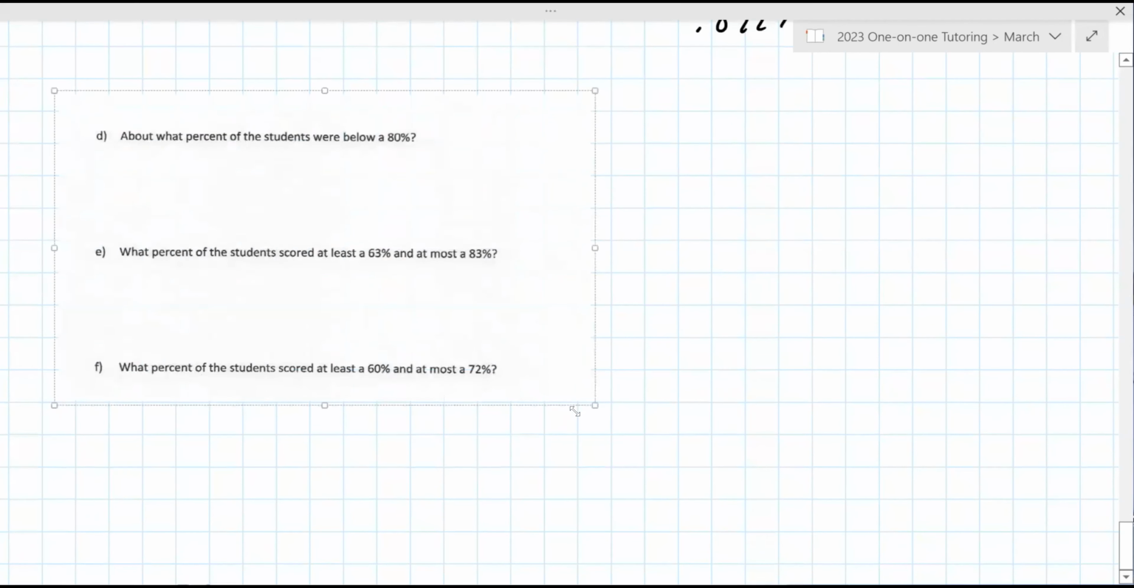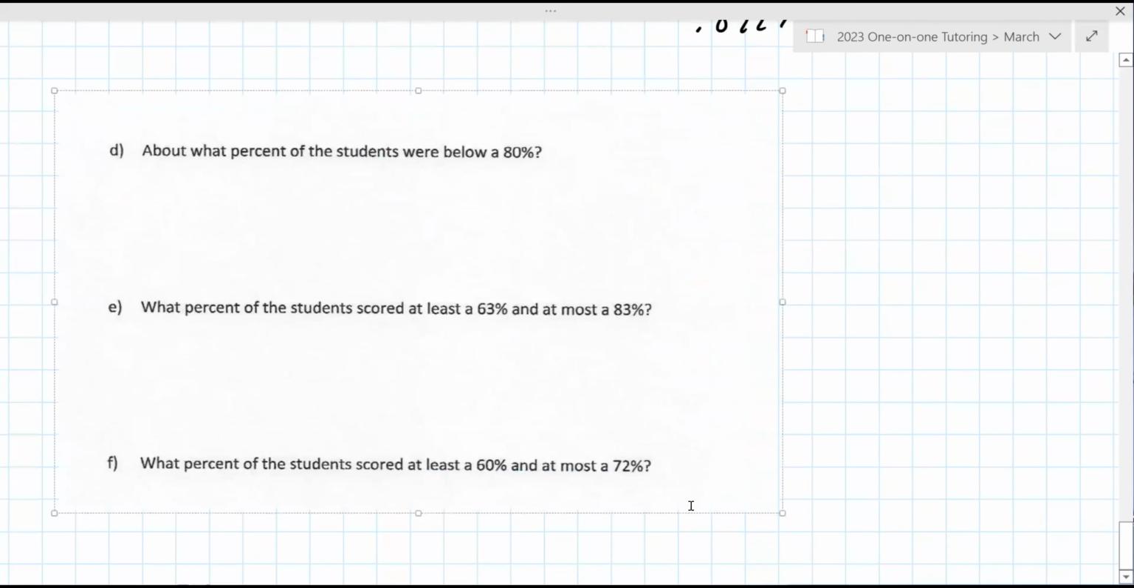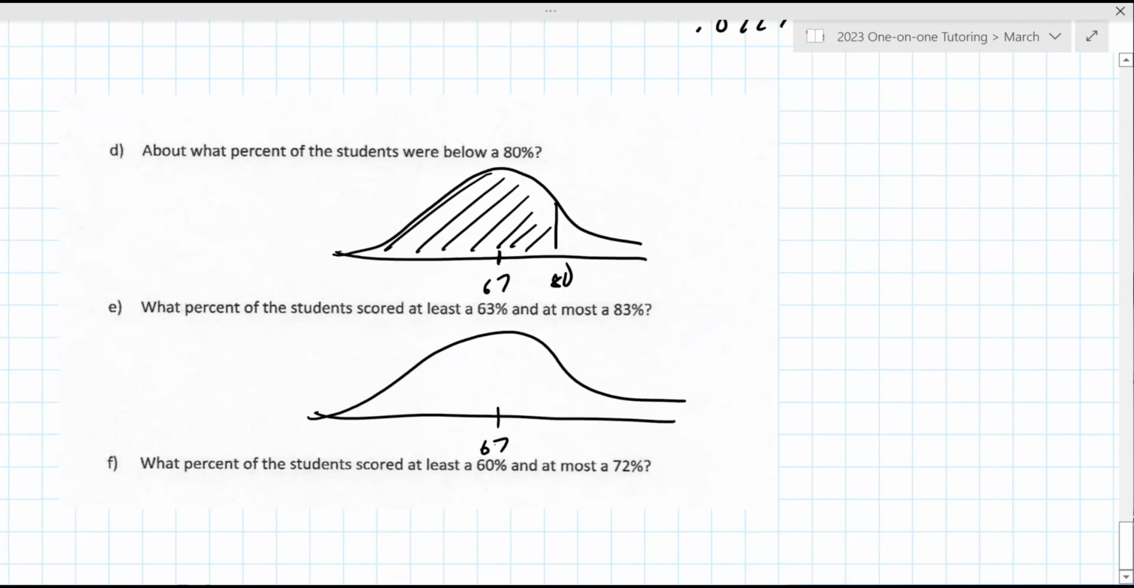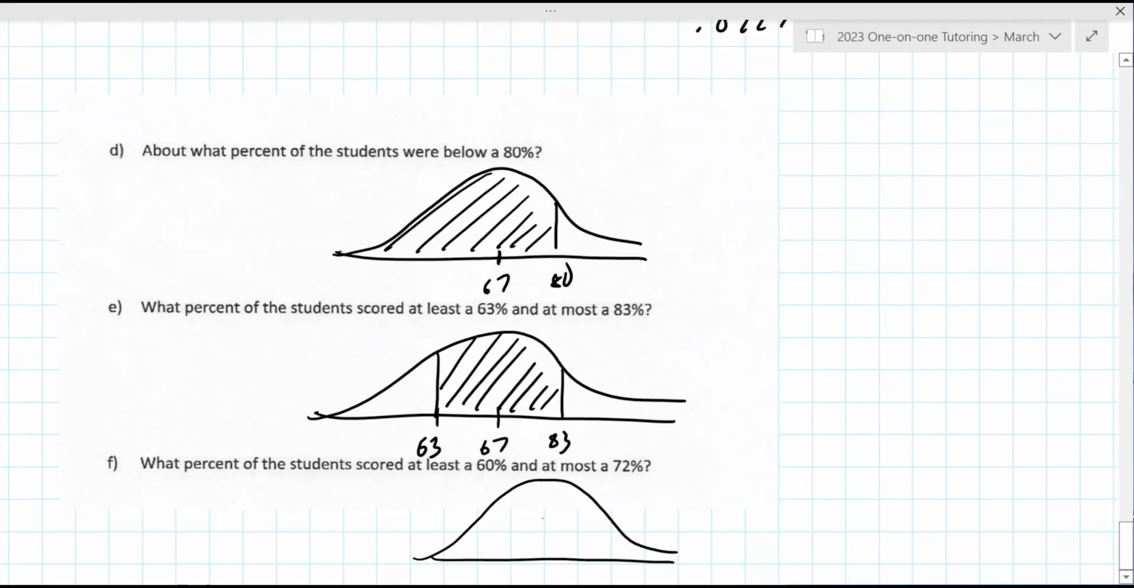All right, okay, so I'm going to illustrate these three graphically, and then we'll go to the Excel. So this is 67, here's 80. We're finding all this area to the left. The next one is 67, but this time it's between 63 and 83. We're finding the area between. And the last one is the same thing, a between situation, 60 and 72. So not to scale, but we're going to do those three in the Excel here. Let me show you how to do that.